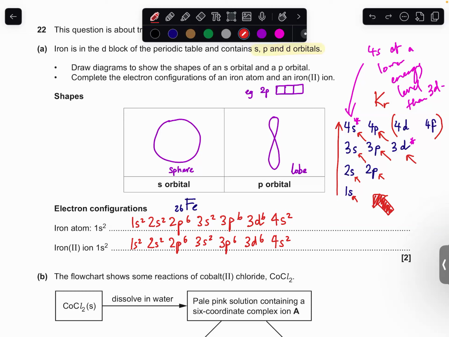Now, as for the ion, even though the 4s2 electrons are filled first, they are also removed first when an ion forms. So you get rid of these outer electrons, and so the electron configuration will be up to 3d6.